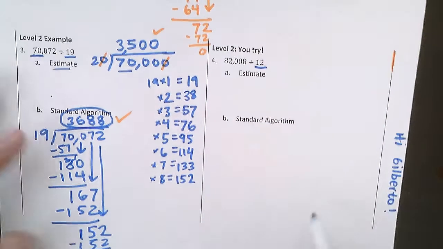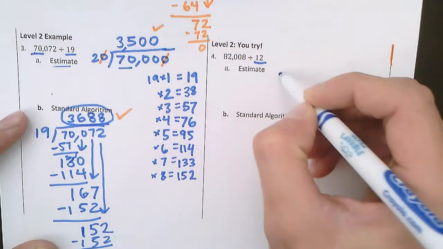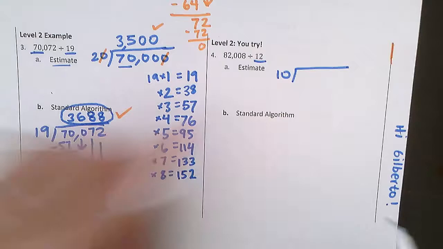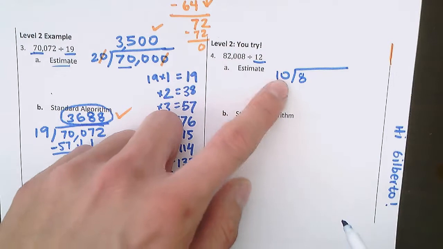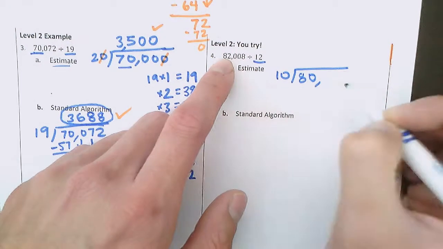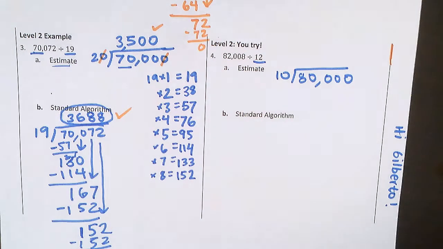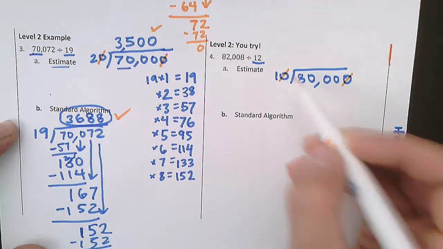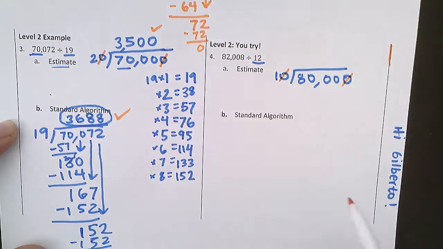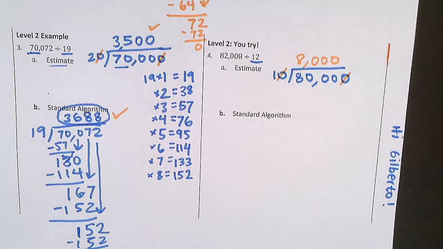Let's estimate. First, let's look at this number, 12. We're going to round that to the nearest 10. It's going to round down to 10. We're dividing. So you want a multiple of 10. So 80 is what we rounded it to, 80,000. Then we can cross out any zeros that are in both numbers. And then 8,000 divided by 1 is going to be 8,000. So 8,000 is our estimate.